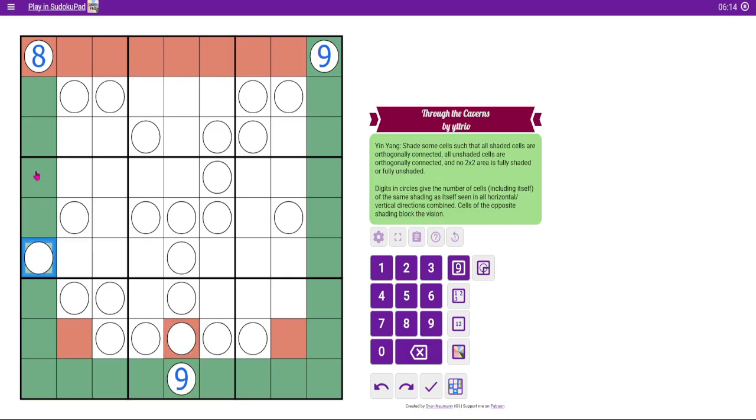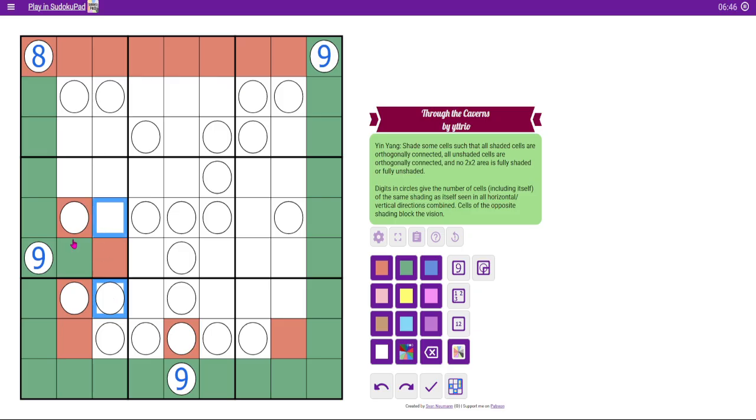And this one over here, we already have 8 green shaded cells, but we cannot make it an 8 because of normal Sudoku rules. This one needs to be a 9 then, which means this one needs to be green. The next one needs to be red to block division for the rest. Now we have the same rule with the 2x2 areas. These two need to be not green, red. And same goes for these two digits over here, because of some yin-yang rule.